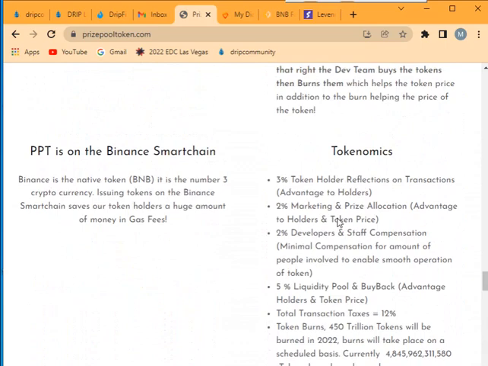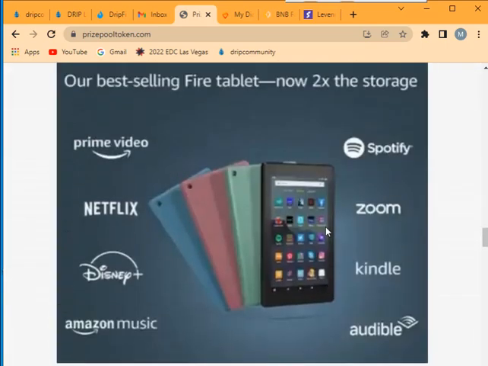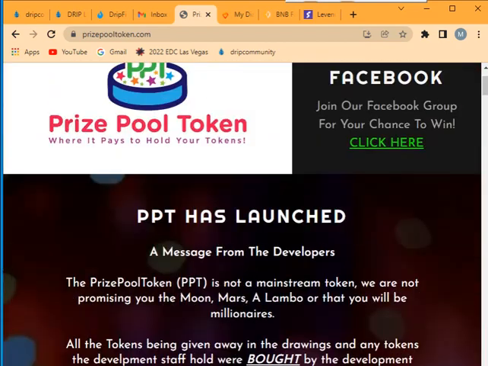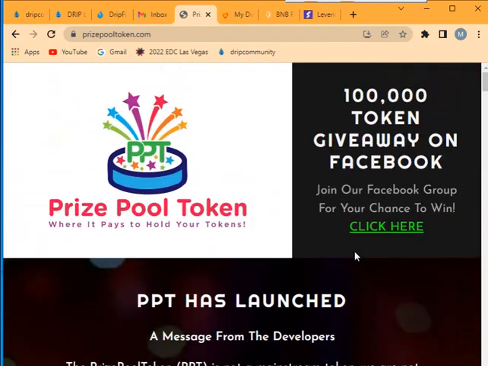I'm not asking you to buy the token. That's your choice. Again, I'm just doing it for fun. And hey, it was fun creating the token. I had a lot of fun doing it.